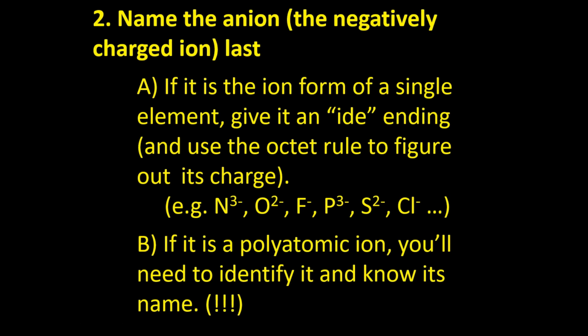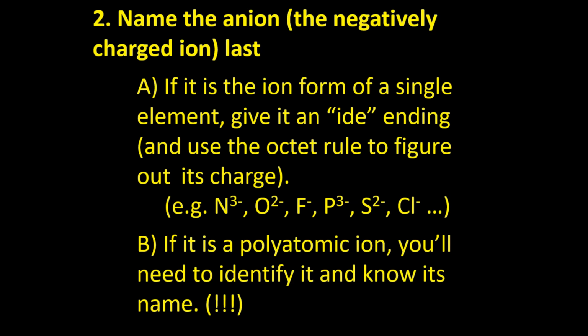Now, second rule in our ionic compound naming rules is to name the anion, which is the negatively charged ion, second or last. So we always name the cation, the positively charged ion, first. That was rule number 1. And we also write the formula with the cation first. And then we name the anion, or the negatively charged ion, second. And we also in the formula write it second after the cation.